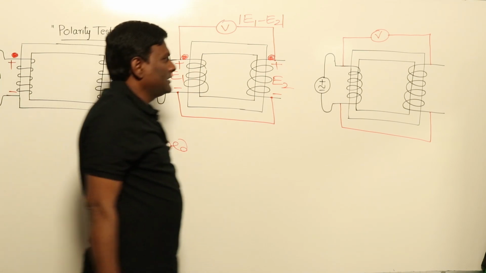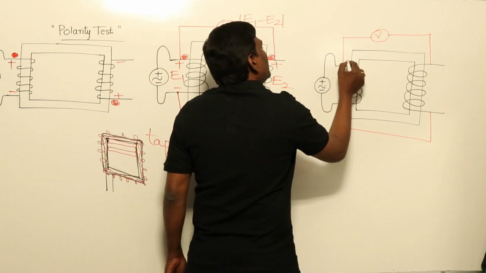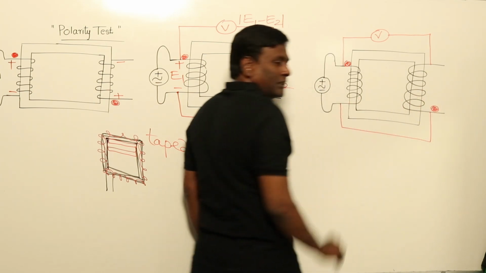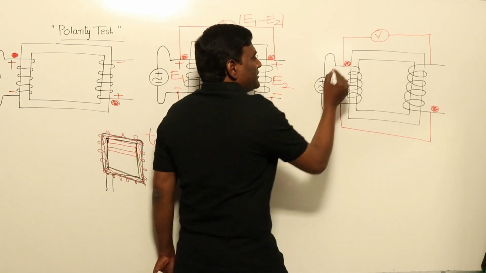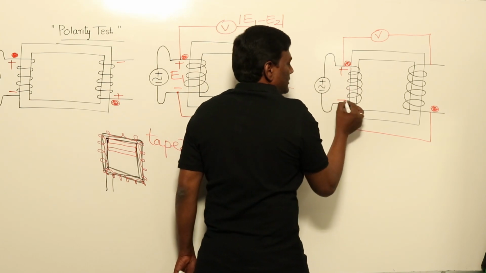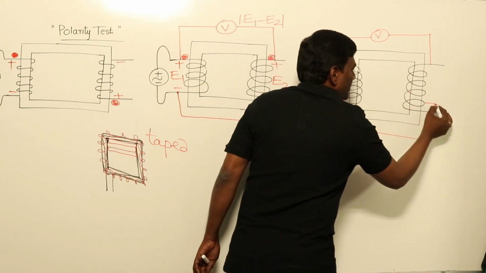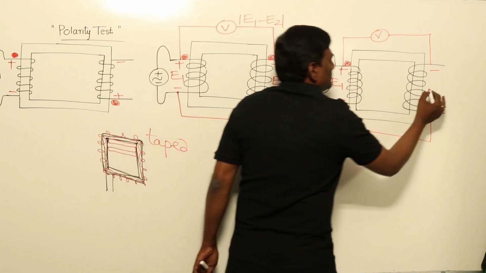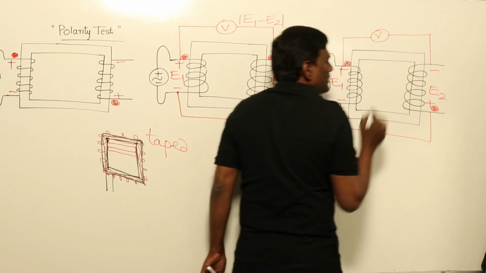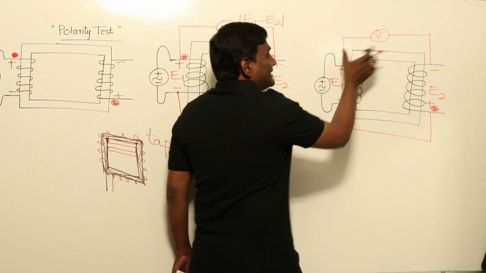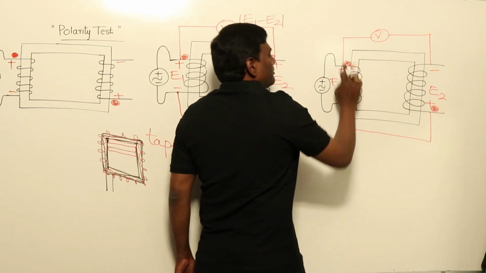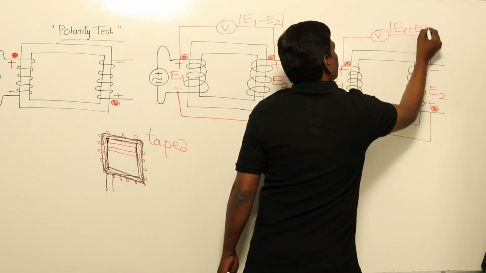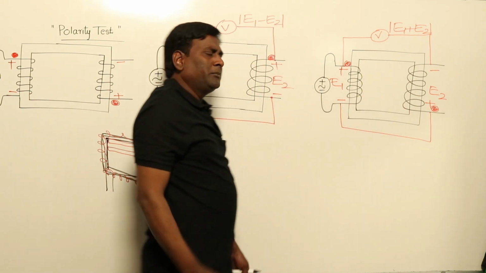Now if the dots of the physical transformer are like this, then what will happen? Whenever you have the dot, keep plus. Whenever this is positive, this dot will become positive. Now this induced voltage is E1, this induced voltage is E2. Now apply KVL: across the voltmeter, E1 plus E2.